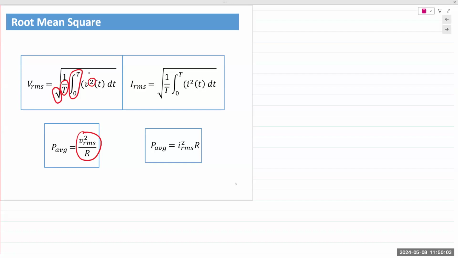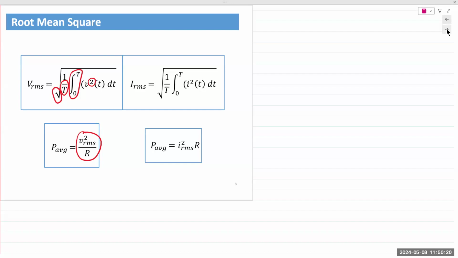So same equation, but it's now the RMS value of the AC waveform. So V RMS squared over R, or I RMS squared times R. The same equations work. Okay. Make sense?